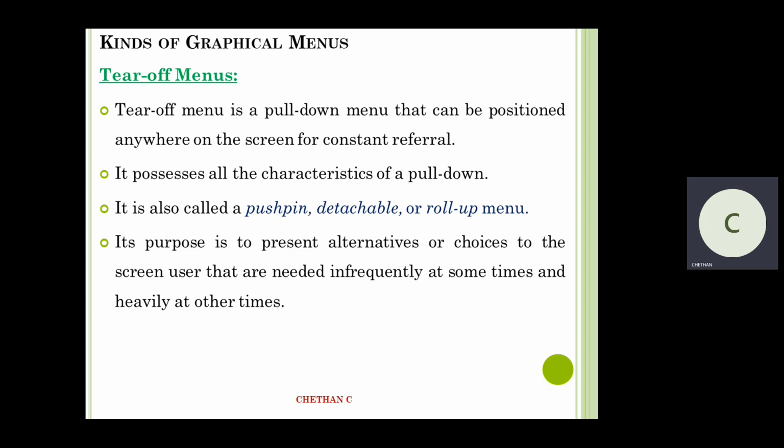The purpose is to present alternatives or choices to the screen user that are very infrequently used, and very heavily used sometimes. Sometimes you are going to use it many times, sometimes not so many times. Those very infrequently used sort of things can be represented in the form of a tier of menus. Okay, let's go into this.